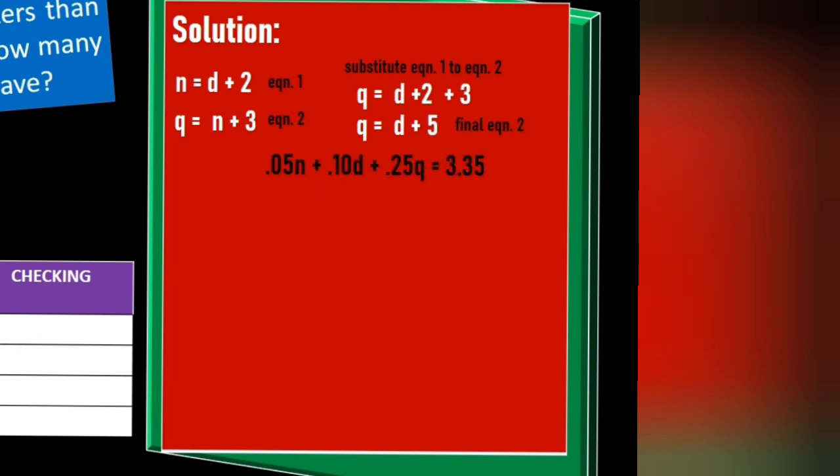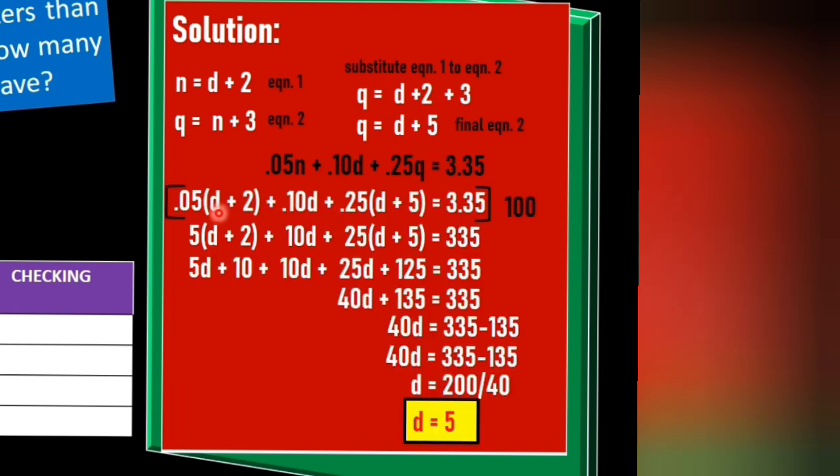So here's the original equation. Substitute the value of N, which is D plus 2, D as is, and Q, D plus 5. Here's the result. Multiply it by 100. So we have here the answer. And simplifying this equation, we get the number of dimes equals 5.